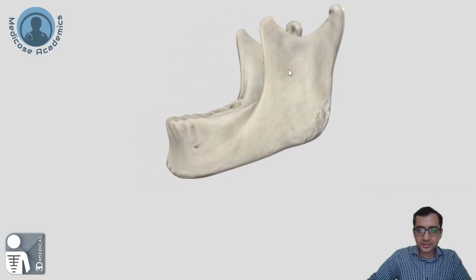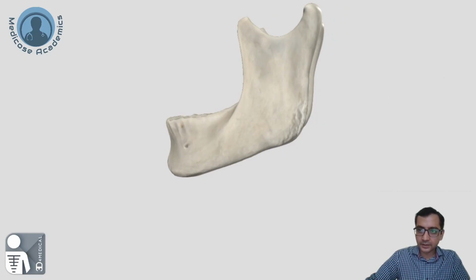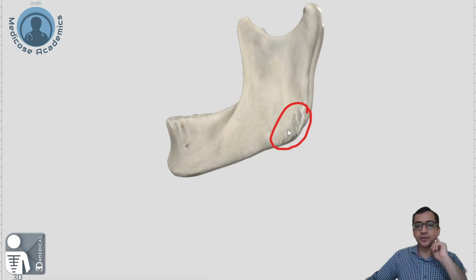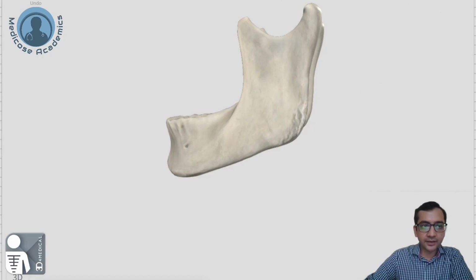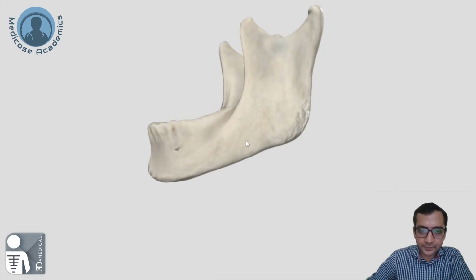If we see the other features, the external surface is roughly smooth. Here, this part near the angle is rough. This part gets the attachments of the masseter muscle. I'm not talking about the attachments in detail here. If you just place your finger here and clench your teeth, you can feel the masseter muscle that helps in chewing. It is attached here, which gives the grooved area here.